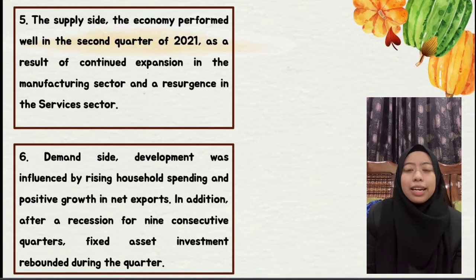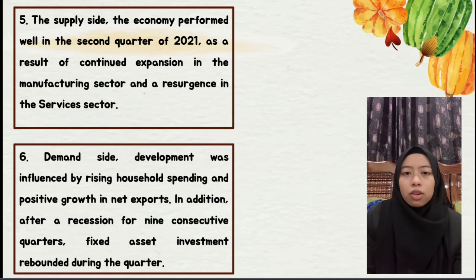On the supply side, the economy performed well in the second quarter of 2021 as a result of continued expansion in the manufacturing sector and resurgence in the services sector. At the same time, on the demand side, development was influenced by rising household spending and positive growth in net exports. In addition, after a recession for 9 consecutive quarters, fixed asset investment rebounded during the quarter.